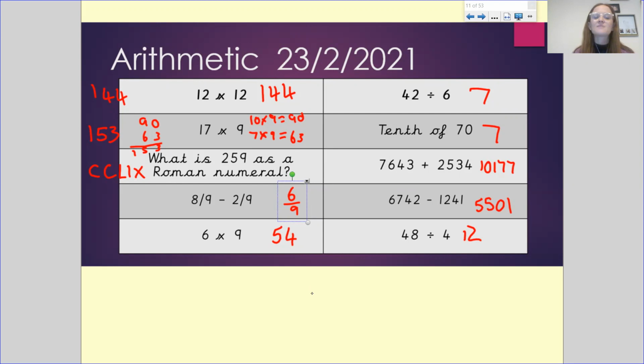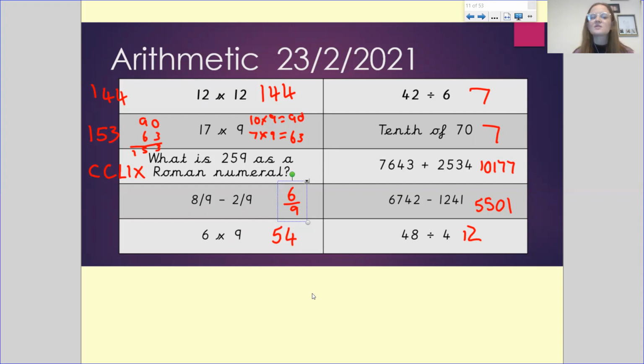8 ninths minus 2 ninths is actually 6 ninths. So we've done 8 minus 2. The bottom has stayed the same, so my denominator has stayed the same. My numerator I've minused, and I've got 6 ninths. 6 times 9 is 54. 42 divided by 6 is 7. A tenth of 70: obviously our whole is 70, and we've got to break it up into 10 equal pieces, and we're looking at 1/10 of that, which is 7.